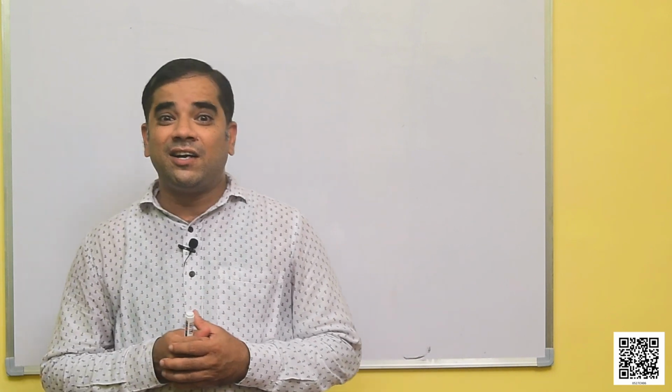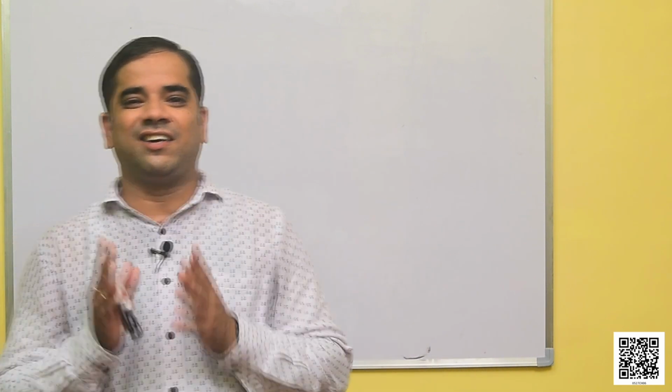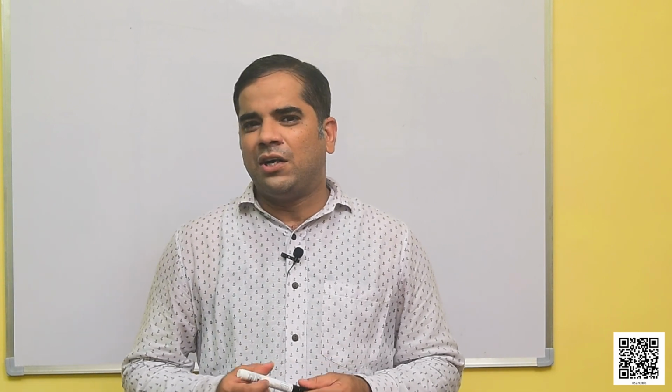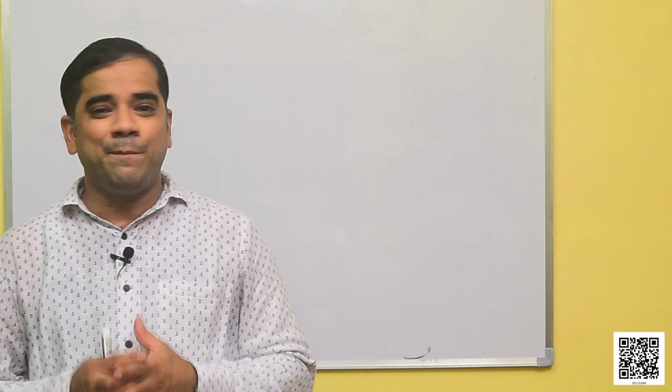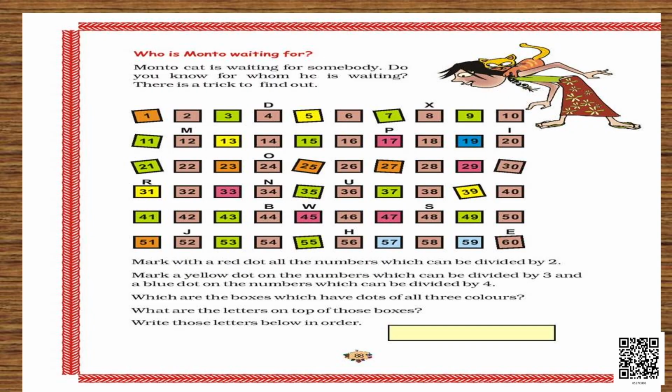Let's check. So you have a group of numbers, colored in different colors. What we need to do, you can do it with me, okay? Mark with a red dot all the numbers which are divisible by 2. Mark with a yellow dot all the numbers which are divisible by 3, and mark with a blue dot all the numbers which are divisible by 4. So when you mark, just start marking quickly. You can do it.